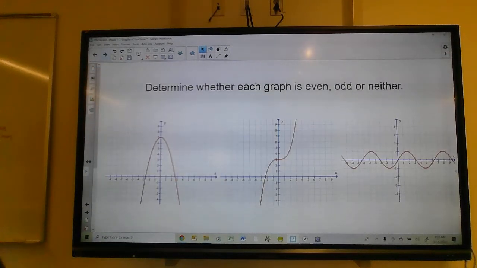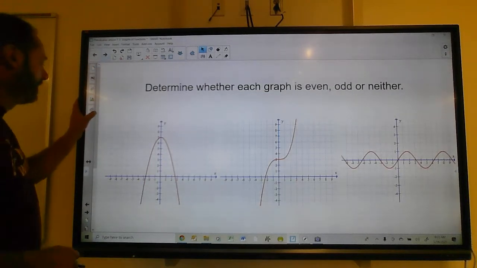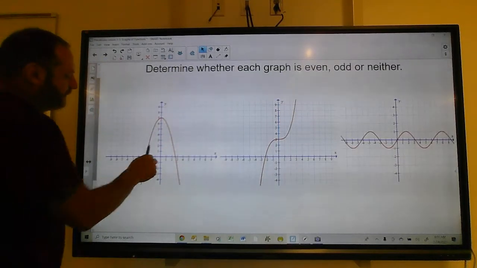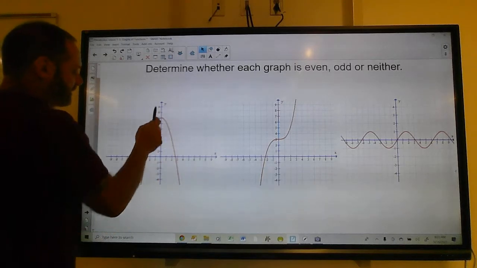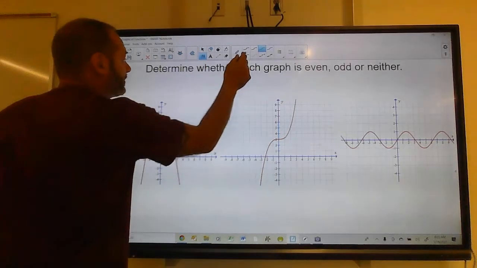All right, so determine whether each graph is even, odd, or neither. So this one here, you can look at this one. This is definitely symmetric to the y-axis right here. So this is an even function.